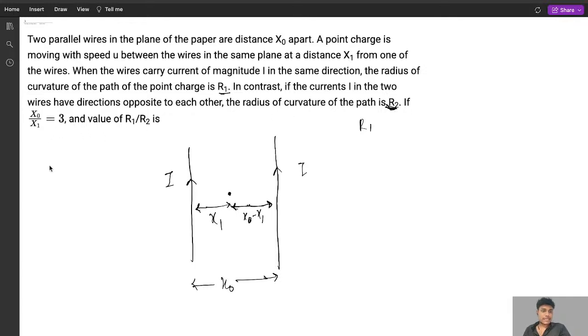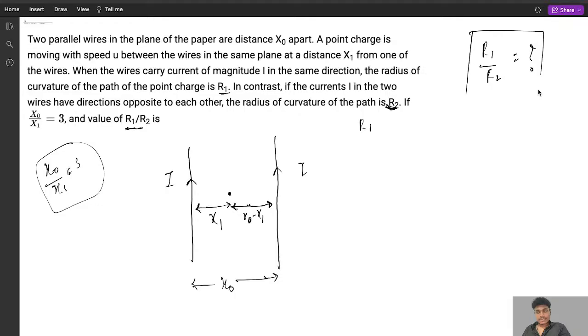If x0 by x1 is equal to 3, then what is r1 by r2? We have to calculate r1 by r2, right? That is the radius of curvature, right? So चलो क्वेश्चन करते हैं. ठीक है, कोई डाउट हो तो बताना.